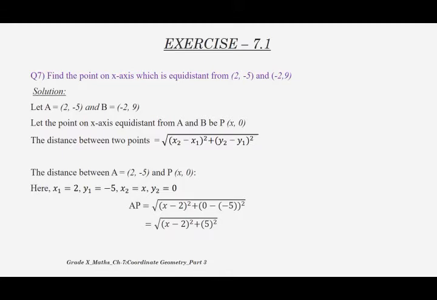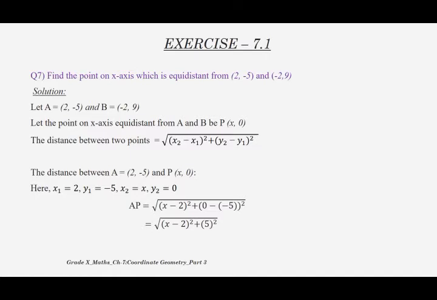Next, we move on to question number 7. Find the point on x-axis which is equidistant from (2, -5) and (-2, 9). Let us name the points A and B. We have to find a point on x-axis and we know that a point on x-axis is denoted by (x, 0). Let us name that to be P. And that point P must be equidistant, that means equal distance from A and B.